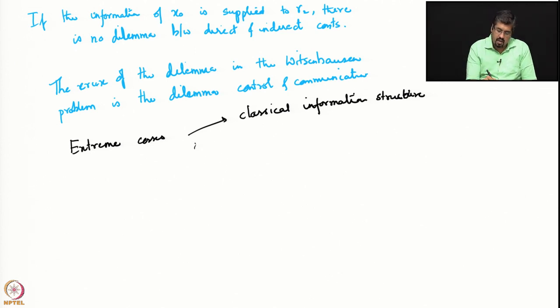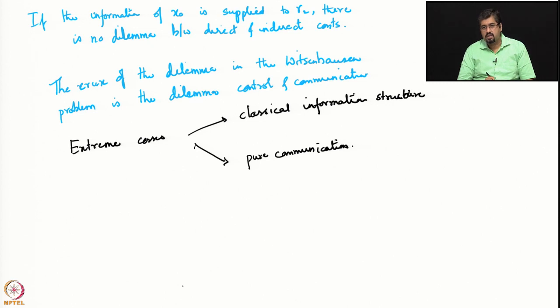The other extreme case is one where you have pure communication. Now, why is this the other extreme case? Notice that the dilemma in the Witsenhausen problem is the dilemma between control and communication. When we take the classical information pattern, we have taken communication out of the picture, and the first controller can focus only on control. That means choosing the right control action without bothering about how it is affecting the information of the other agent, because the information of the other agent is independent of its choice of policy.